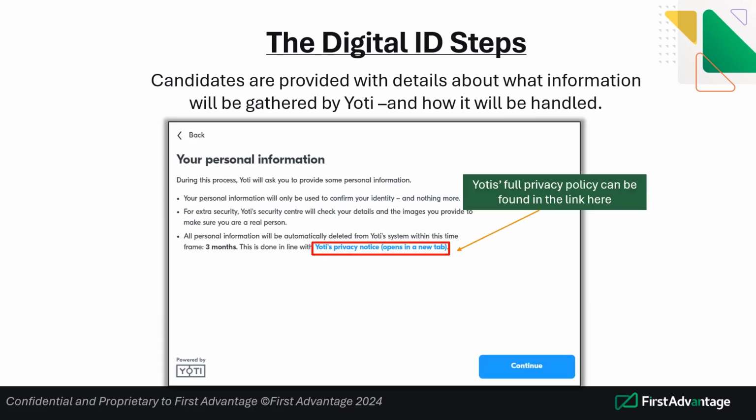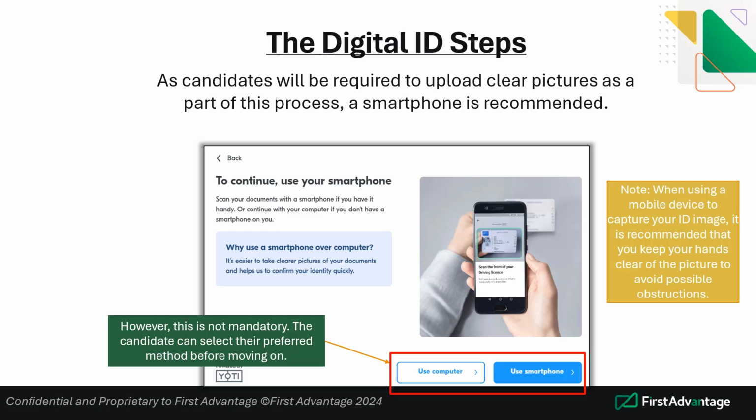A brief statement regarding the candidate's personal identity information will be provided, along with a link to a much more detailed breakdown of Yoti's full privacy notice. As a key part of this process involves taking clear photographs of both digital identity documents and their face, candidates are recommended to use a smartphone, as this will be easier to capture clear pictures. However, this isn't mandatory, and candidates can elect to continue with a computer as long as a camera is available.